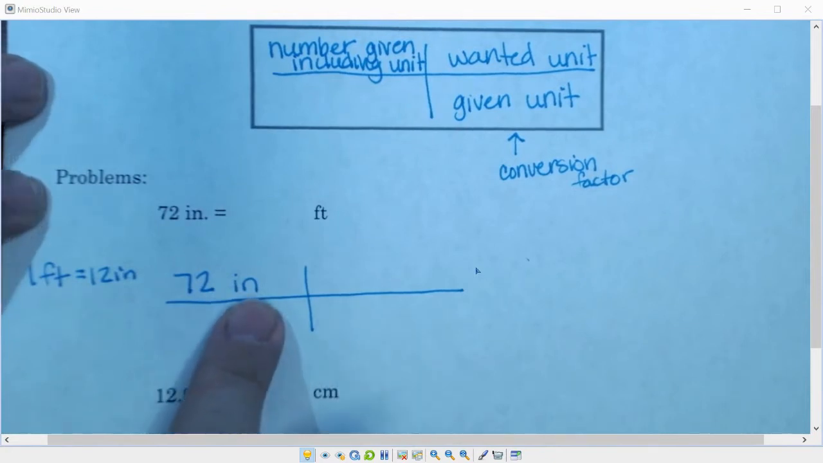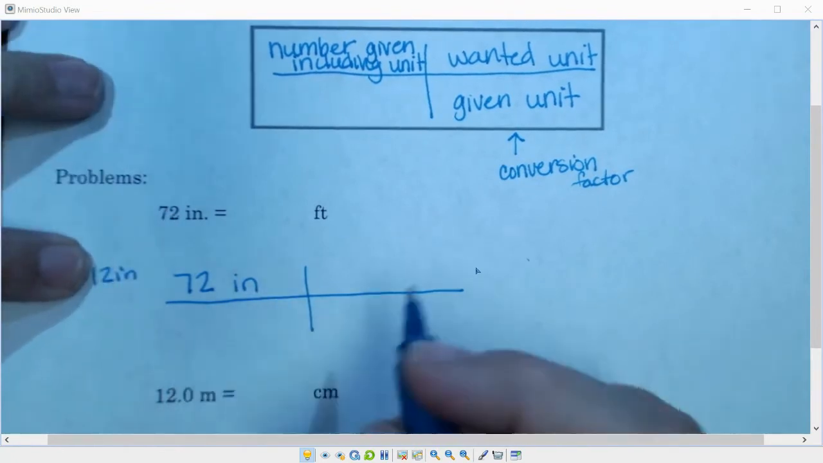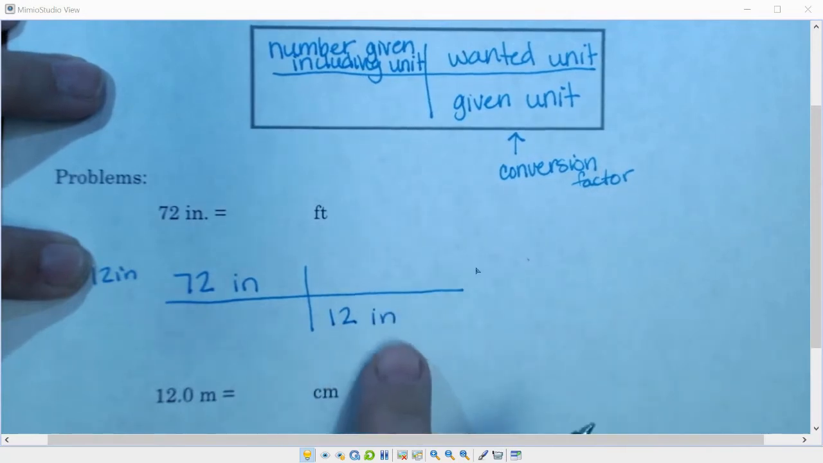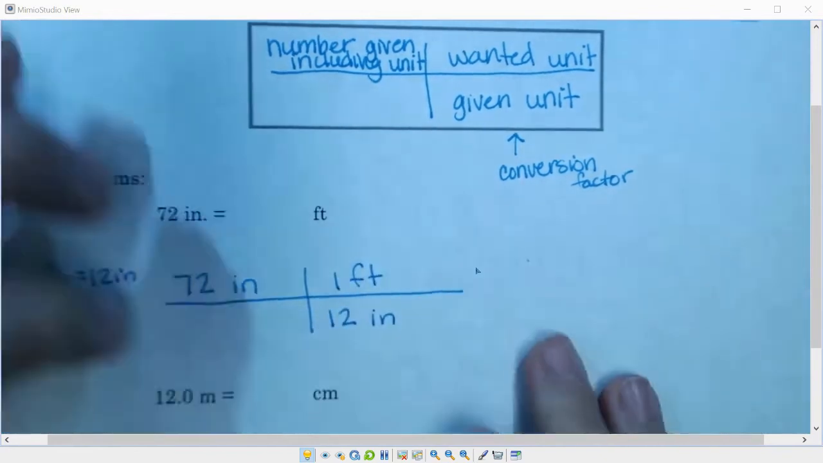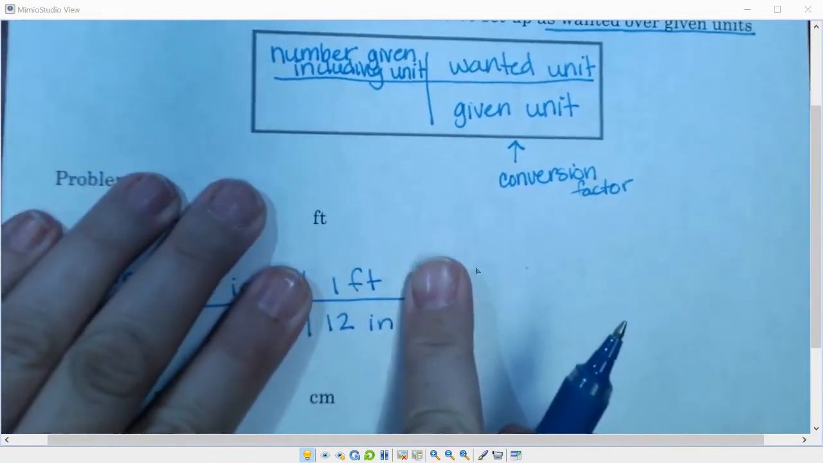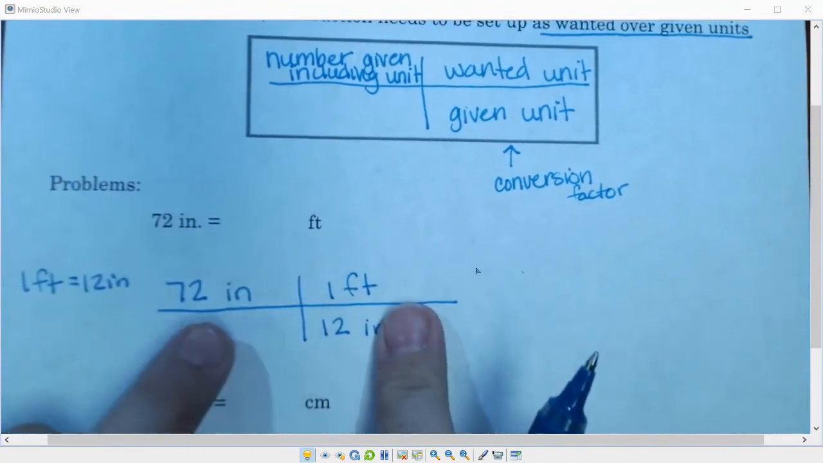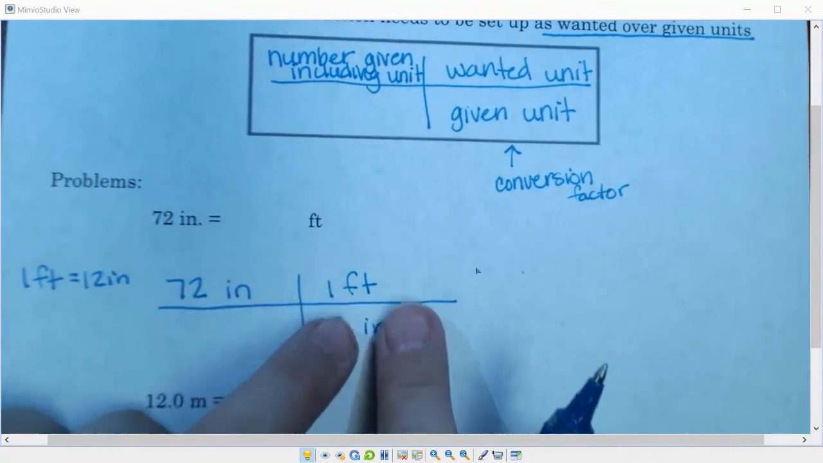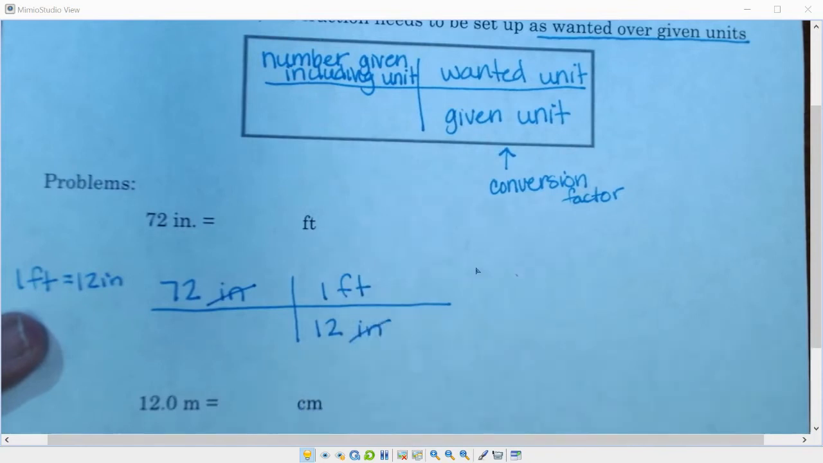So inches in my problem means I'm going to take inches in my conversion factor and put that on the bottom. And then whatever this is equivalent to will go on top. Because this component is just like saying 1. So when I multiply or divide or do any arithmetic, I'm not changing the fact that this is 72 inches. I'm just changing the unit. So inches will cancel inches because they are diagonal.